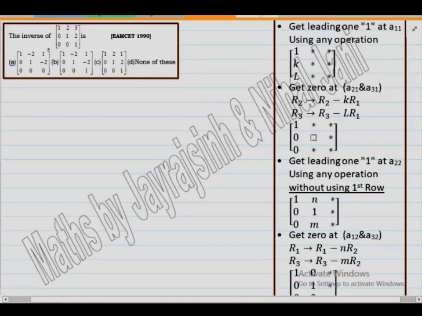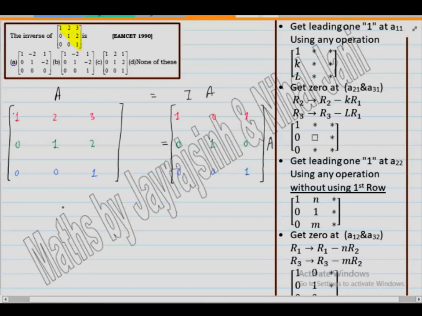Here we have one interesting question. You have to find the inverse of the given matrix. Actually, this is an upper triangular matrix, right? And it is very close to the identity matrix. So hopefully the question will be quite simple, but you have to follow the tradition. First of all, you have to write in the form of A is equal to IA. Then get the leading one at the A11 point.